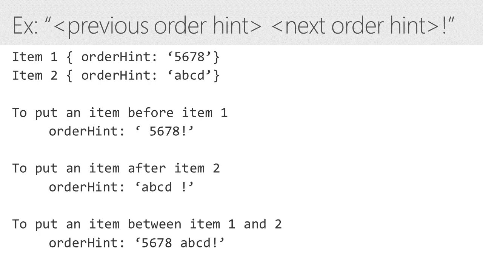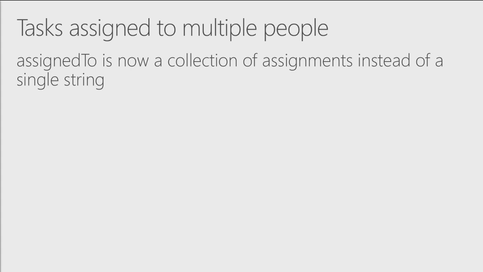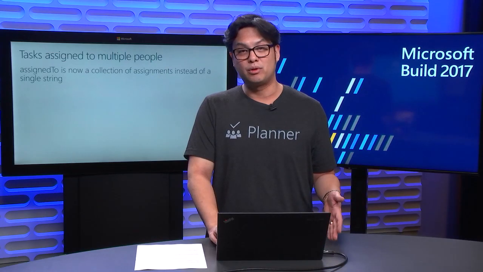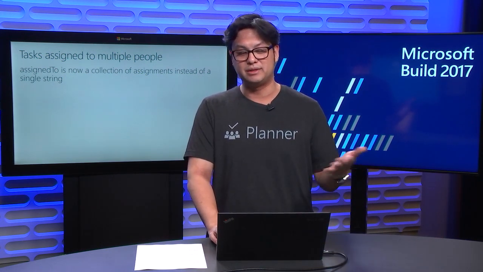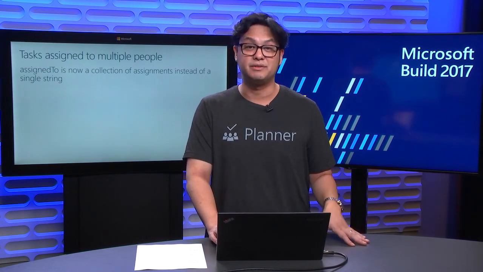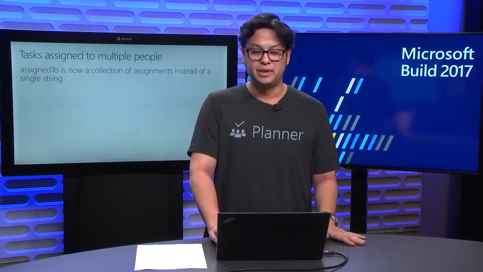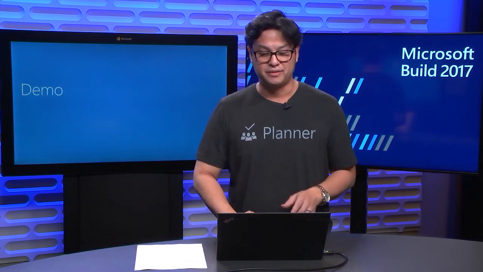The next concept is that we're also going to update how we handle task assignments. Previously, the assign to field within Planner was a simple string, so you could give it the ID of the user you want to assign it to. Now that we support assigning a task to multiple people, we now support having a collection of assignments within Planner. Okay, so let me demo these couple of concepts.